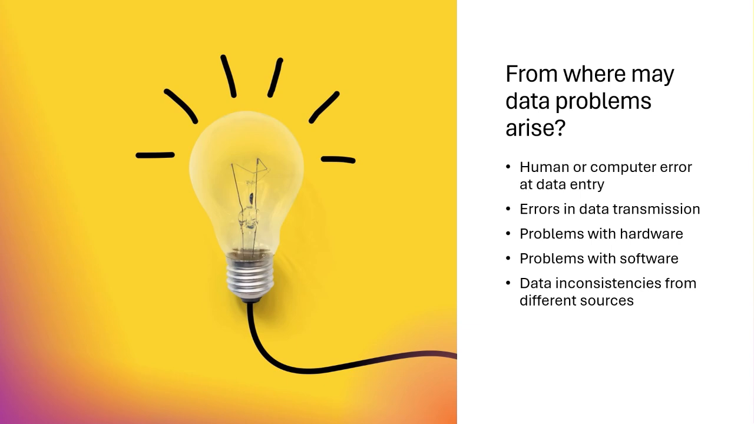So you can see where data problems may arise. Data problems can come from humans when we are entering data into the system, application, or software. There is a high chance of human errors. There may also be errors in data transmission, as we are dealing with lots of Wi-Fi and Bluetooth devices, which may have problems with data transmission. There may be a problem with the hardware itself, or a problem in the software, or data inconsistency from different sources. This is the major part where data related problems start to arise.